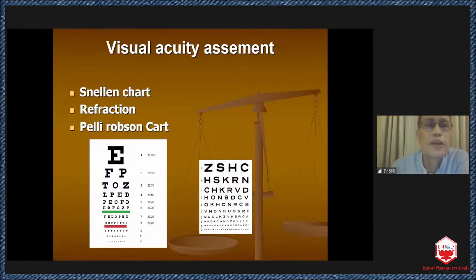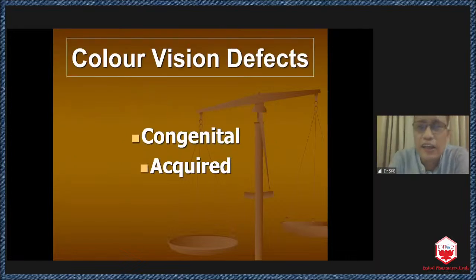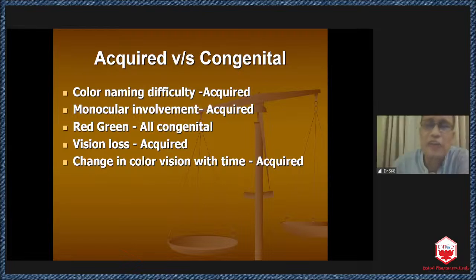Then you have to go for visual acuity, perimetry and contrast sensitivity tests. And color vision test is one of the most important parts of neuro-ophthalmic examination. We all know that there are two types of color blindness, congenital and acquired. And these are some differentiating points between congenital and acquired.